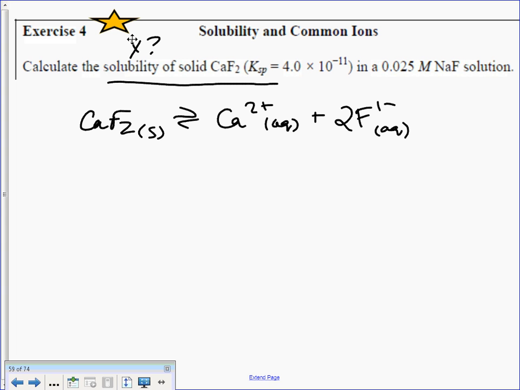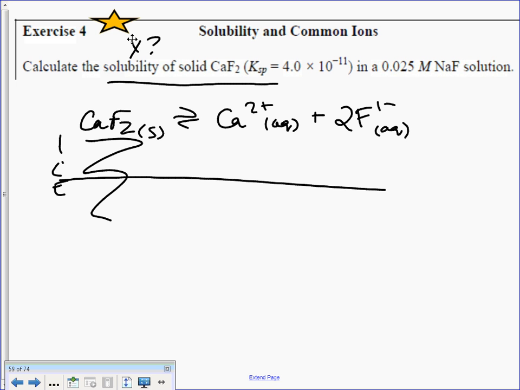Okay, so here at this point, I'm going to write out ICE. How much initially do I have of everything? I don't really care about the solid, right? So I'm just going to go like this for the solid. What do I have of the calcium 2 plus? 0, because it doesn't say I have any. What do I have of fluoride?